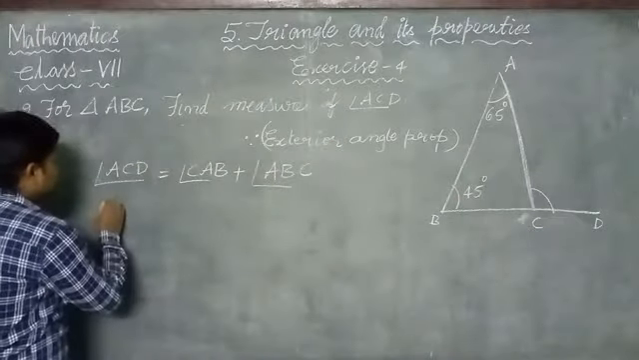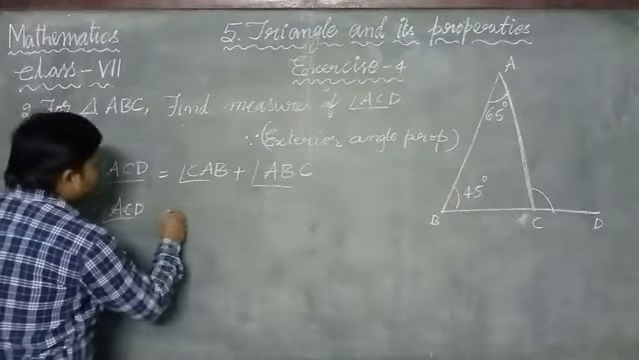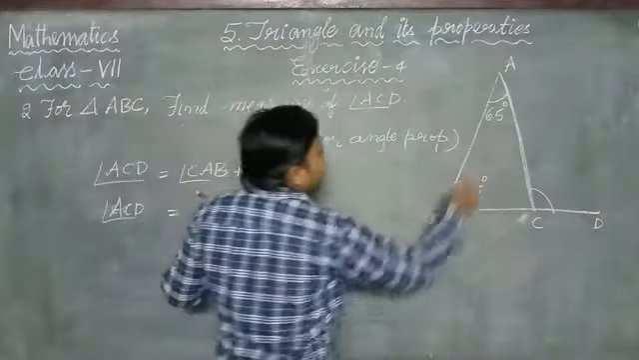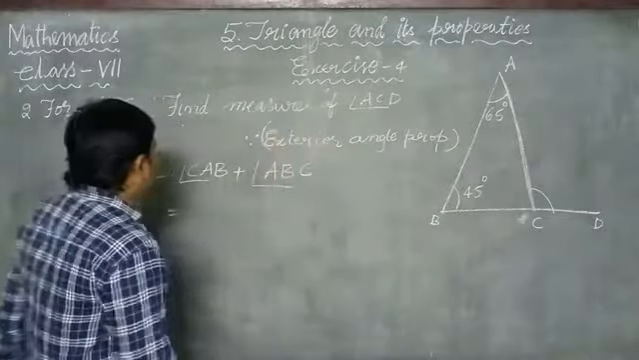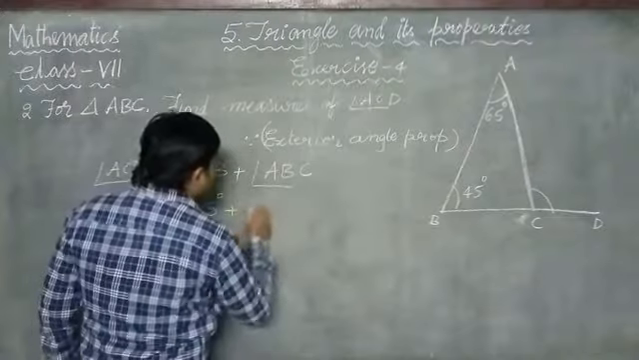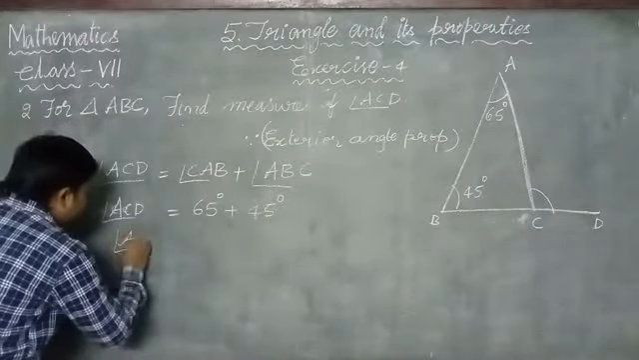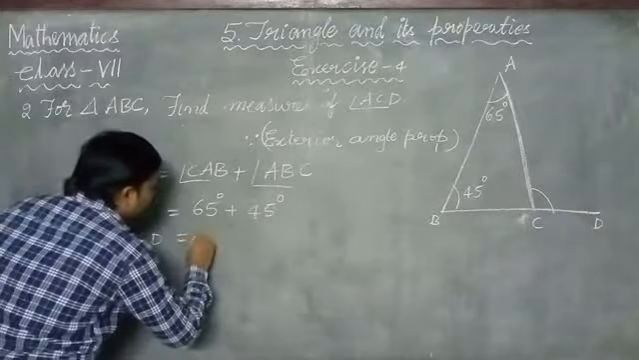Okay, now angle ACD is equal to angle CAB, the angle at A, which is 65 degrees, plus the angle at B, which is 45 degrees. Then angle ACD is equal to 110 degrees.